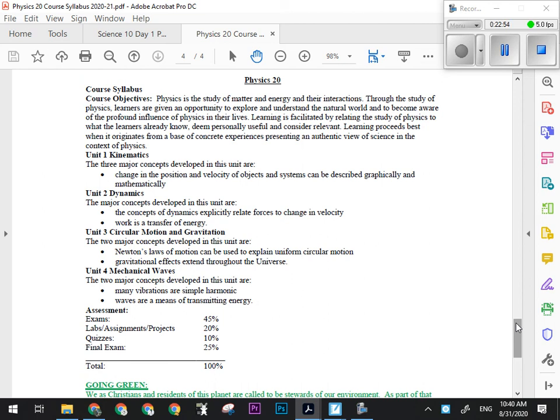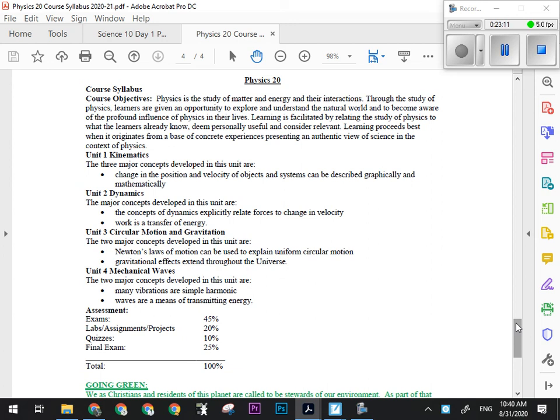That will take us up to around Remembrance Day, middle of November, somewhere in there. Okay, and then Unit 3 is circular motion and gravitation. That one tends to be a bit shorter. It's probably the shortest of the 3 units.